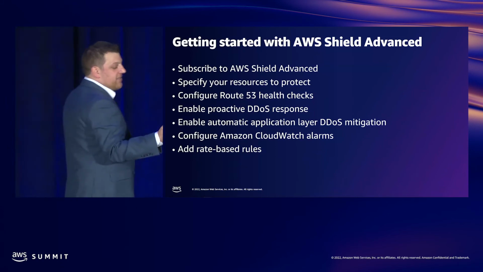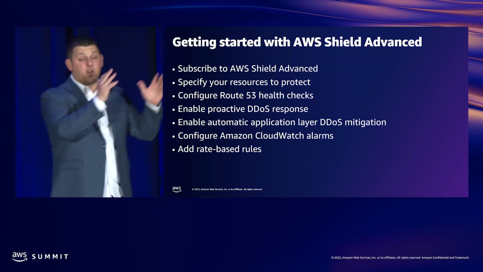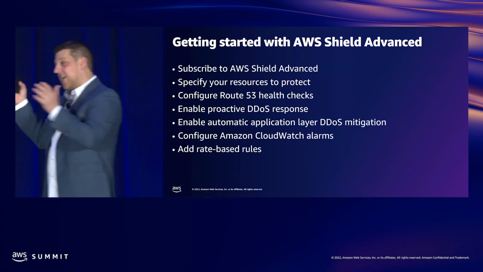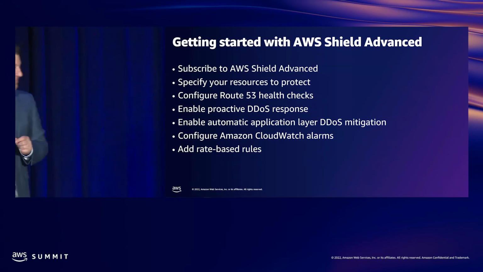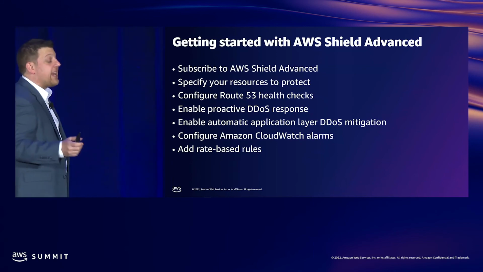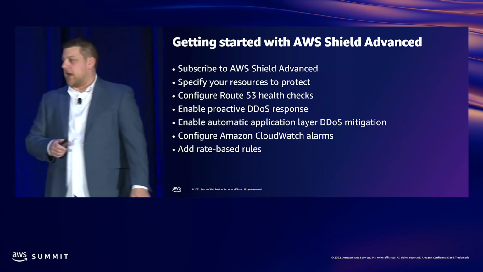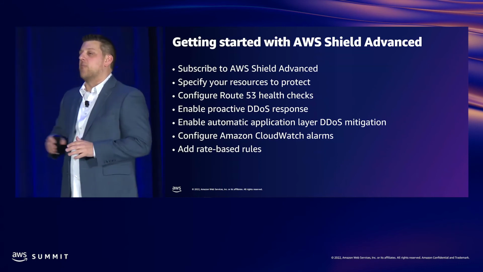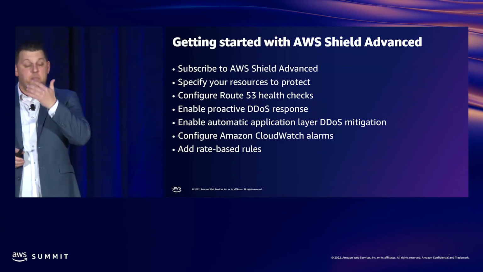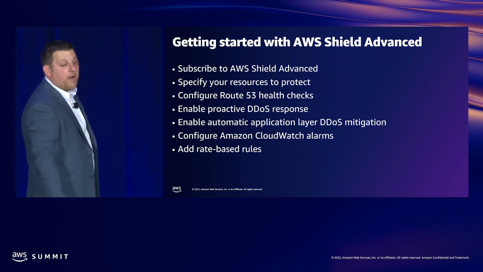You enable proactive DDoS response. So you're turning on the ability for our team to call your team, and you're putting in the resources that you want our team to call. Very important. And then you can enable automatic application layer 7 DDoS mitigation, which is our new feature. It was in the notes, I forgot to add it, but you can do that and start it in count mode. You don't have to. You can turn that on. It'll set up the managed rule within WAF, and you can put it in count mode to get a feel for how that works out for you.